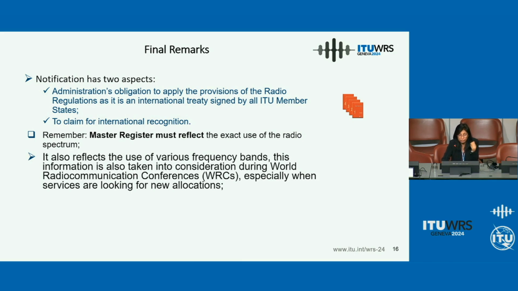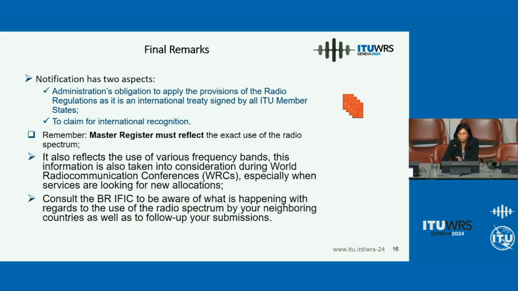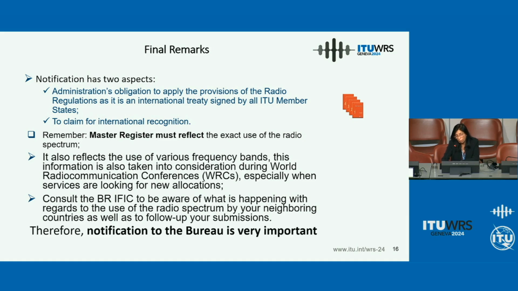This information, as it was also mentioned by Nikolai, is taken during WRCs because there are many services who are looking for new allocations. So if we see that a band is not used, even though it is used, this way it reflects the exact use of the allocation. And it's also important to consult the BR IFIC to be aware of what is happening with regards to the use of the radio spectrum by your neighboring countries, as well as to follow up your submission. So therefore, notification to the Bureau is very important.